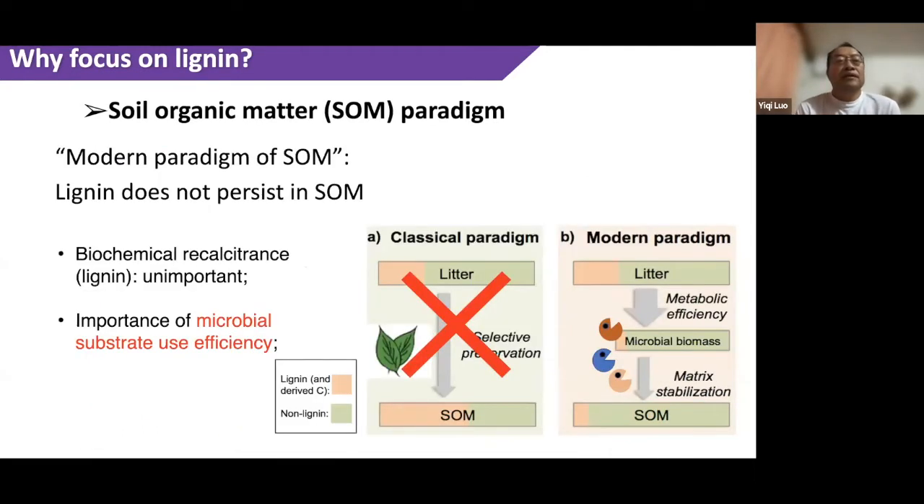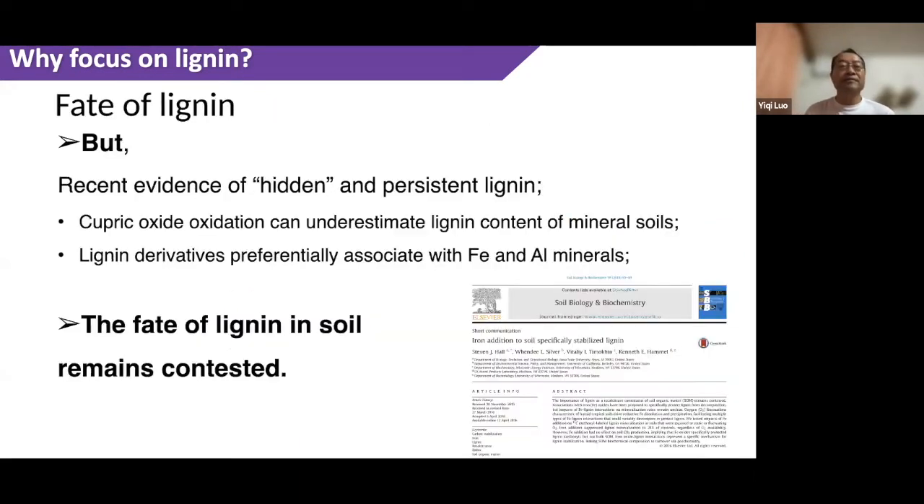But recently, the more modern paradigm emphasizes soil microbial processes, and lignin does not persist in organic matter. So biochemical recalcitrance is less important, but microbial substrate use efficiency and then necromass become more important. That's the new concept. I learned a lot about this from the working group, especially from Wen Jian Huang.